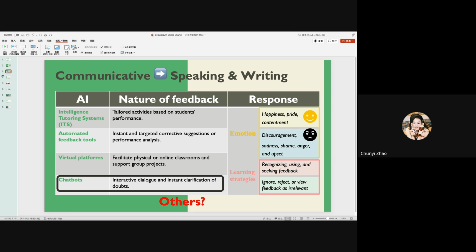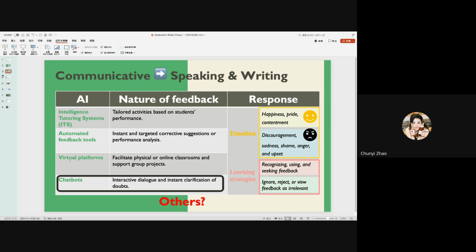The first category is intelligent tutoring system, which means that these kinds of tools can tailor activities based on students' performance and give personal feedback to students. And the second category is automated feedback tools. They can give instant and targeted correct suggestions or performance analysis. The most famous example for this kind of tool is Grammarly. Most of our university students use Grammarly for checking their language errors to make their text more perfect.